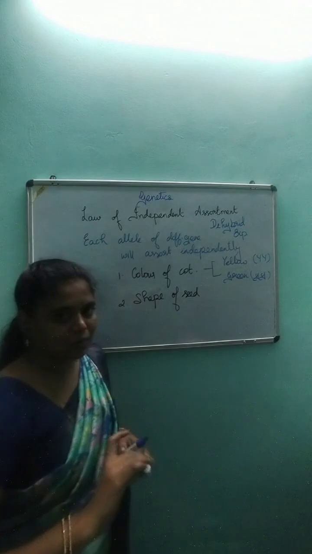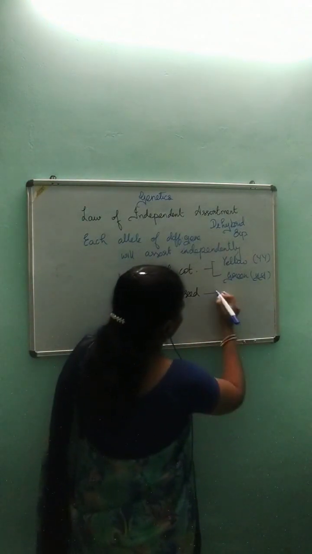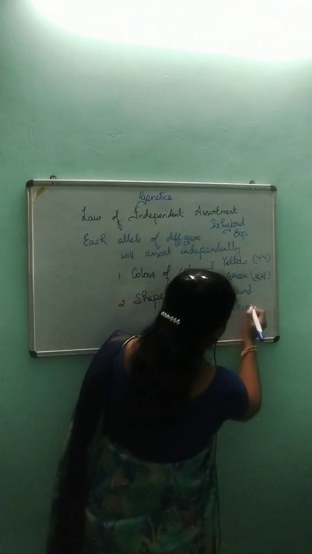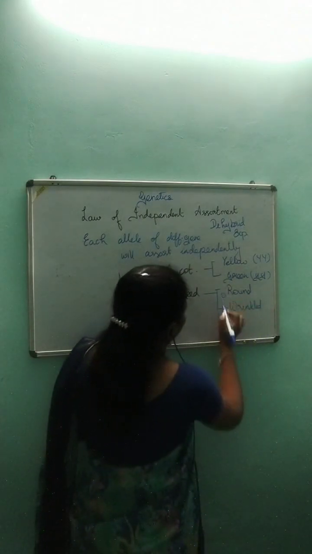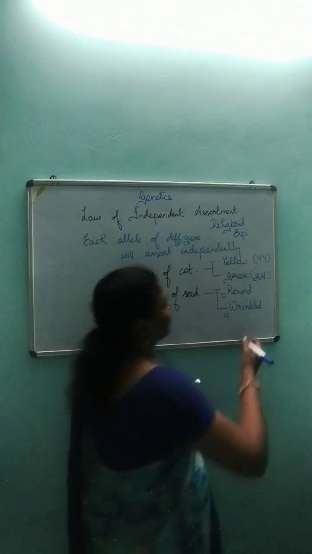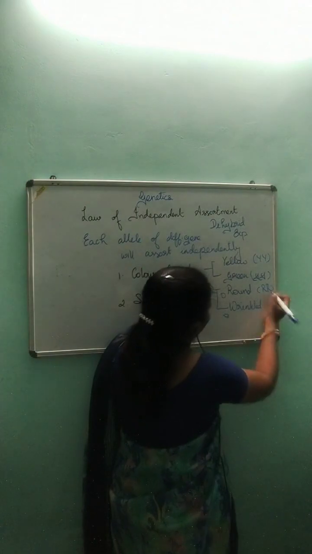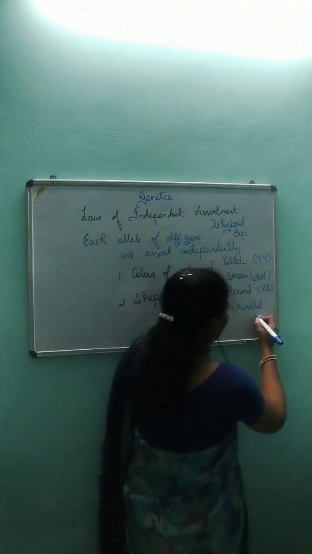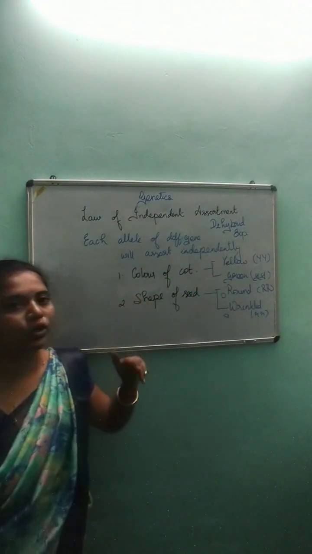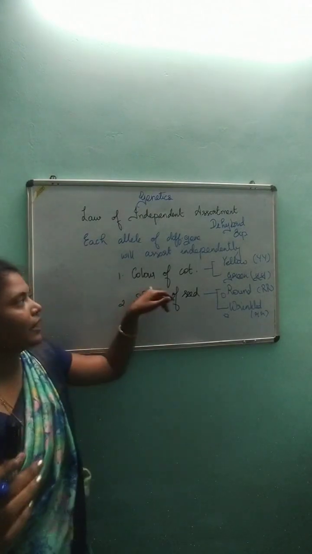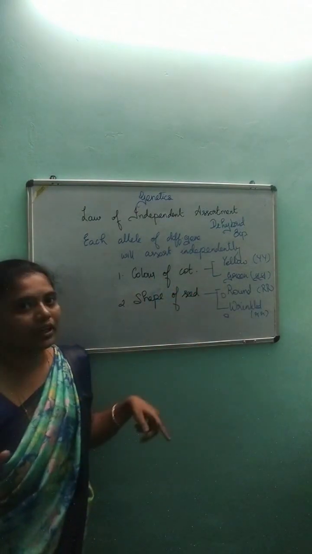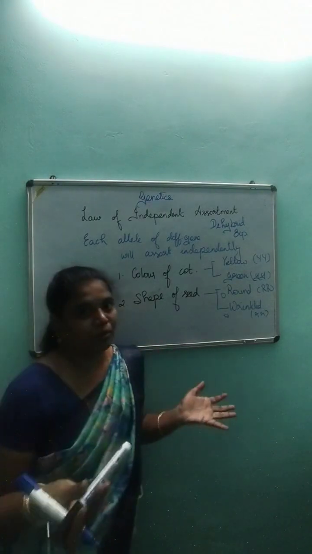Similarly, for the shape of the seed, he observed two different shapes, round and wrinkled. Round is dominant over wrinkled, so he represented round with capital R and capital R, and wrinkled with small r and small r. In the dihybrid experiment he took into account two characters: the color of the cotyledon and the shape of the seed. The two colors are yellow and green, and the shapes are round and wrinkled. Now we'll see the experiment and the crosses he did.